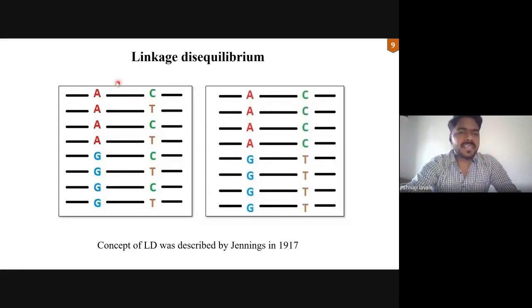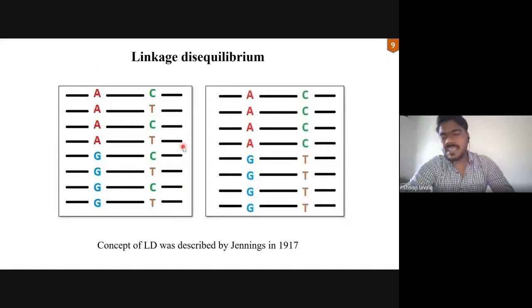In the first case, how many genotypes do we have with AC? There are two individuals with AC, two with AT, two with GC, and two with GT. So the genotypic frequency of all the genotypes is the same. All the alleles from this locus have equal opportunity, or they are free to segregate with all the alleles from another locus. So this population is said to be at linkage equilibrium.